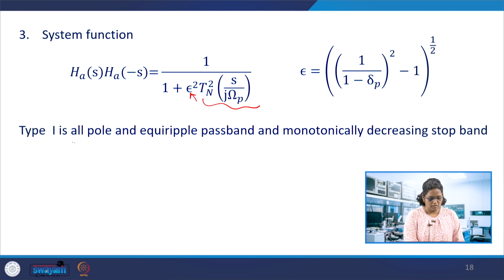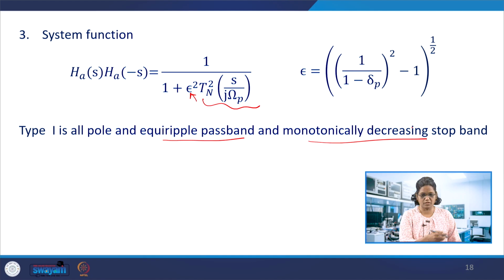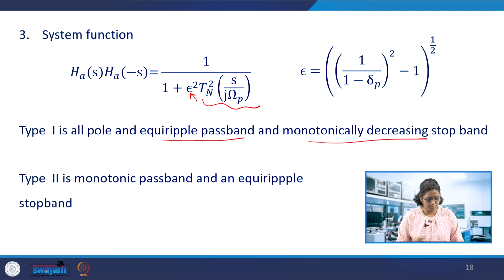In type 1, as we had seen, the characteristics of the type 1 filter: it is all pole and has an equiripple passband, with a monotonically decreasing stop band response. You did not see any ripple in the stop band. Type 2 is just the inverse of this. It has a monotonic passband, so the passband doesn't have any ripple, it is maximally flat like Butterworth, and it has an equiripple stop band.